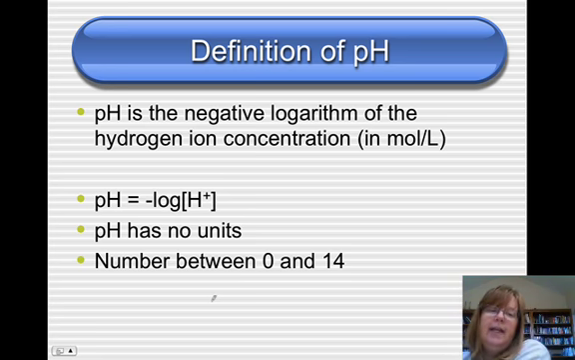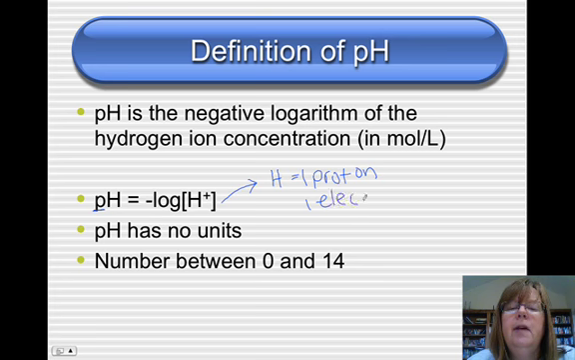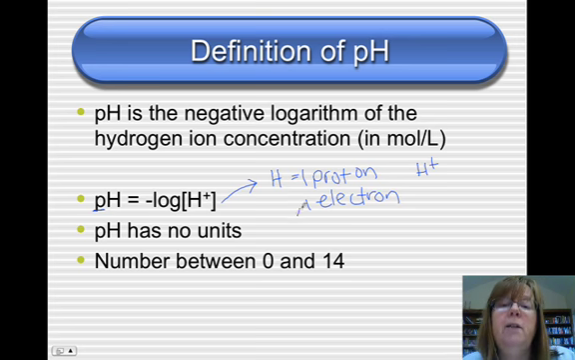And so you can see that equation here on this slide. Whenever you see this P, it means negative log. So it's a negative log of the proton concentration or hydrogen ion. And if we go back to the very beginning of the year, a hydrogen atom has one proton, and if it's neutral or it has no charge, it has one electron. But if it has a positive charge, it got that positive charge by losing the electron. And so when we write an H+, it's nothing more than a proton. So you may hear me calling H+ ions protons, and that's because that's what it is.